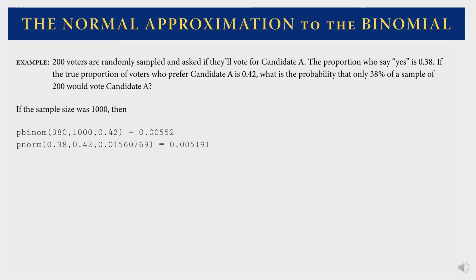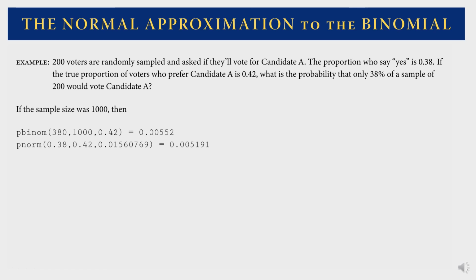Here's the same scenario with n equals 1,000. Now, the probability of getting a sample proportion of 0.38 or less when the true proportion is 0.42 is 0.00552 by the binomial distribution and 0.005191 according to the normal approximation.